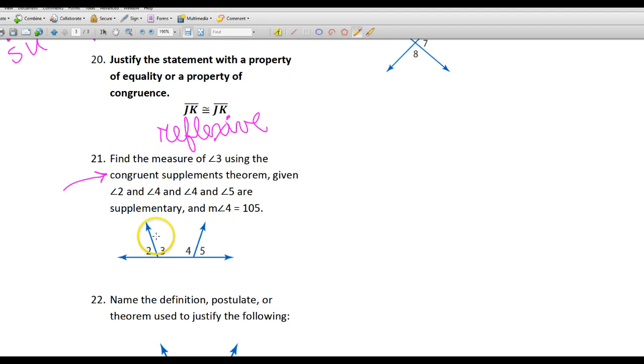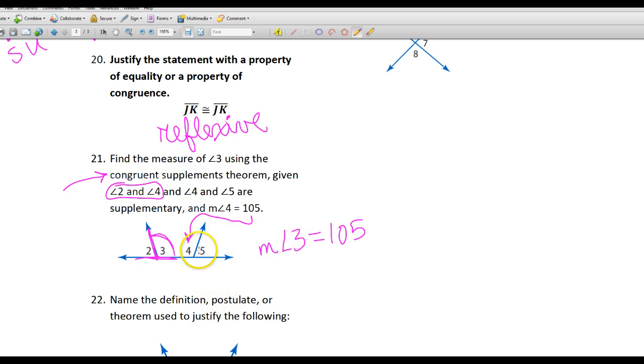So we want to find the measure of angle 3, and we know the measure of angle 4. So angle 4 is 105, and here's the key. Angle 2 and 4 are supplementary. So 4 is supplementary with 2. Likewise, we have a straight line, so we have a linear pair, which forces 3 to be supplementary with 2. So 4 is supplementary with 2, and 3 is supplementary with 2. That forces 3 and 4 to be congruent. So the measure of angle 3 is equal to 105 as well.